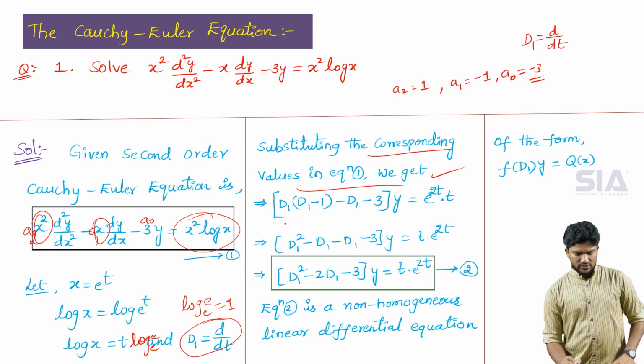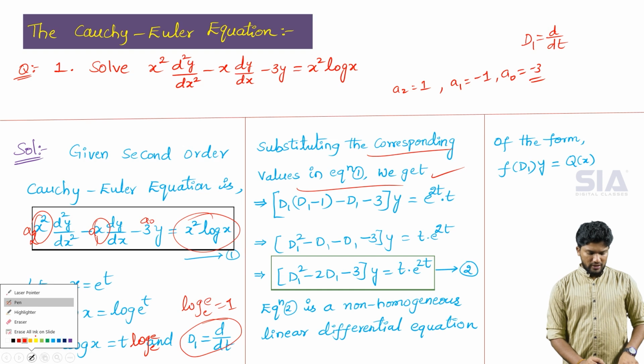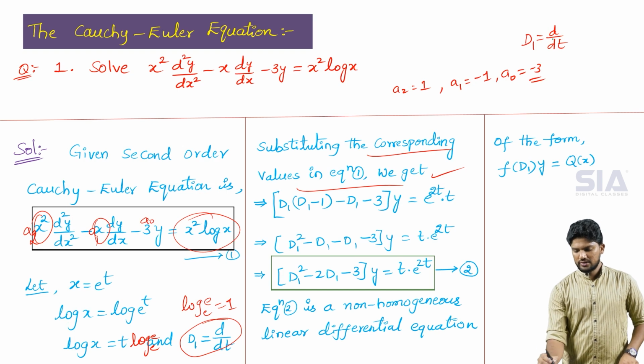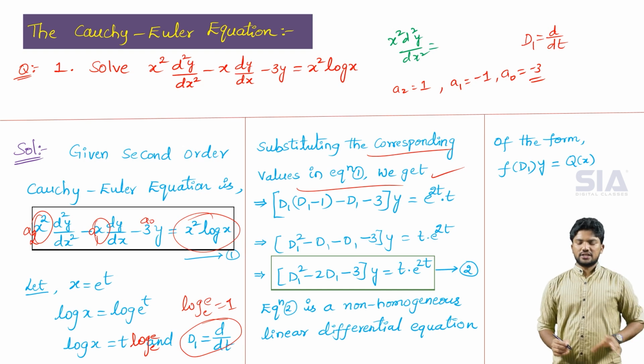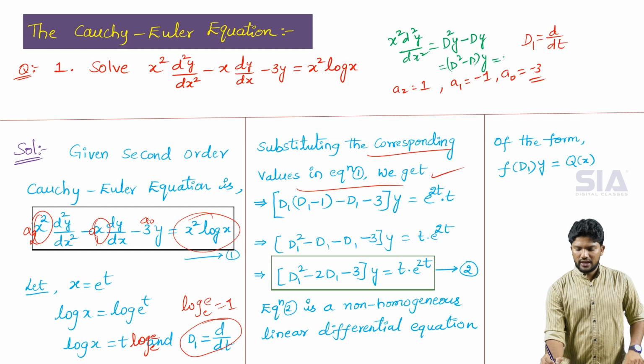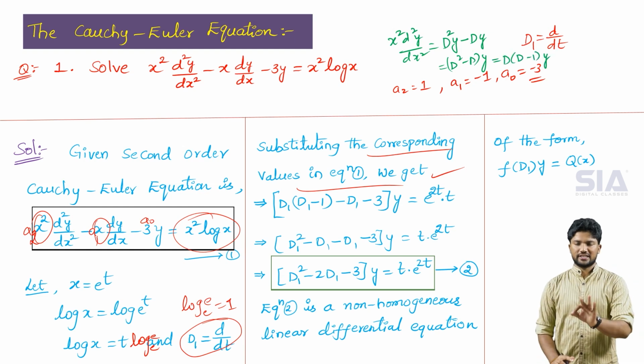So when you substitute all those values, as I clearly explained in the derivation, whenever you have the term x square d square y by dx square in the Cauchy Euler equation, you should remember it as D square y minus Dy. If you take y common, D square minus D into y. Again if you take small D common, D into D minus 1 into y. In the general derivation I explained the same thing.